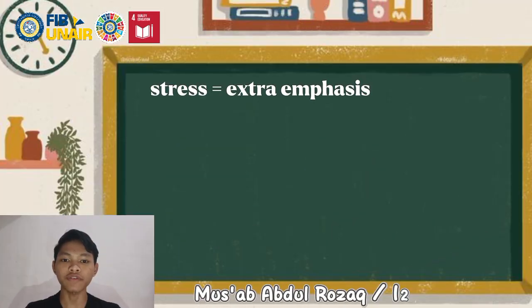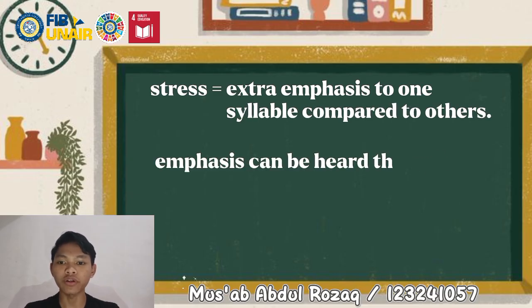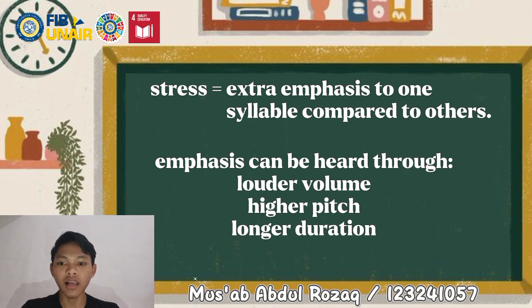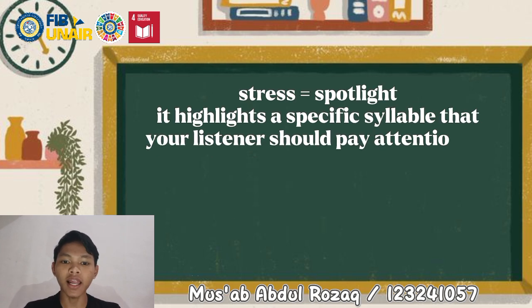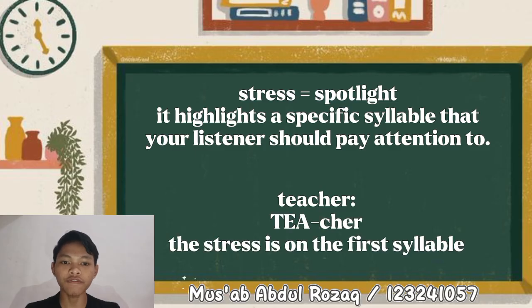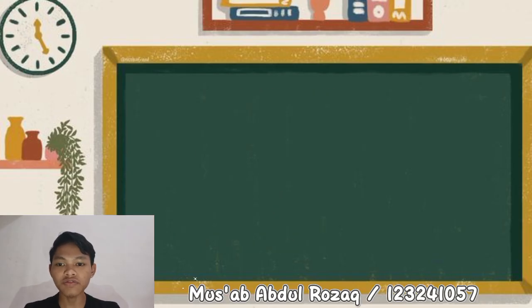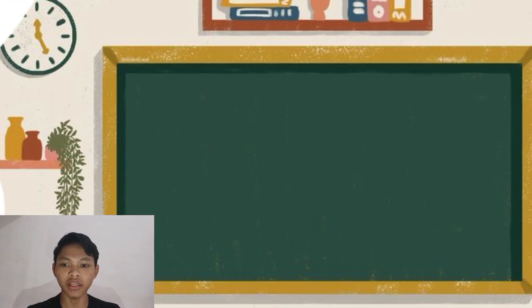Stress refers to giving extra emphasis to one syllable compared to others. This emphasis can be heard through louder volume, higher pitch, and longer duration. Think of stress as a spotlight. It highlights a specific syllable that your listener should pay attention to. For example, in the word teacher, the stress is on the first syllable, teacher. Stress matters because choosing the wrong syllable can change meaning.